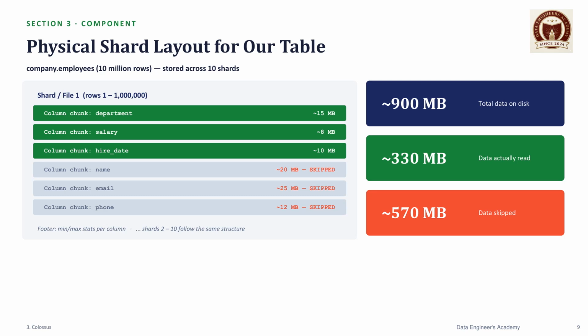This is the physical shard layout for our table. The 10 million rows are split across 10 shards. Unused columns are skipped entirely, meaning out of 900 megabytes of total data, only 330 megabytes are actually read.